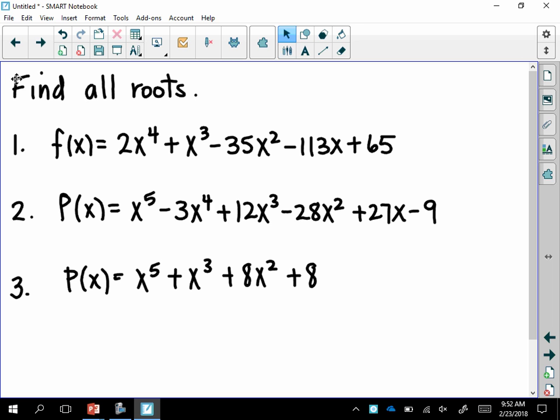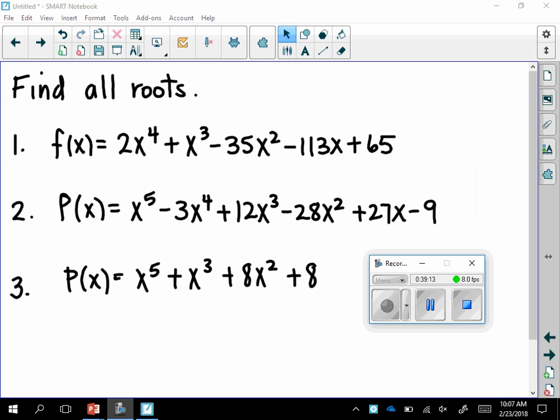You're trying these three. I know you may not be done, but I want to go ahead and just get some of these answers up here before the end of the block. And number one, I want you to be able to list the possible rational roots. There were a bunch of them in number one because 65 has a lot of factors.